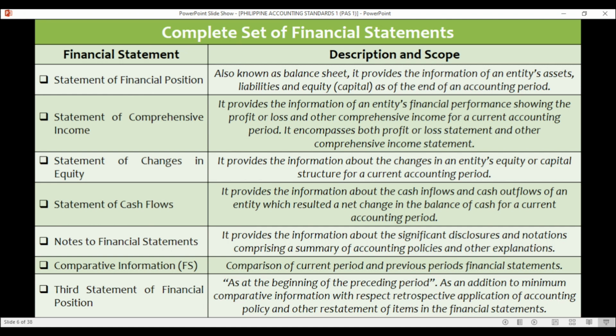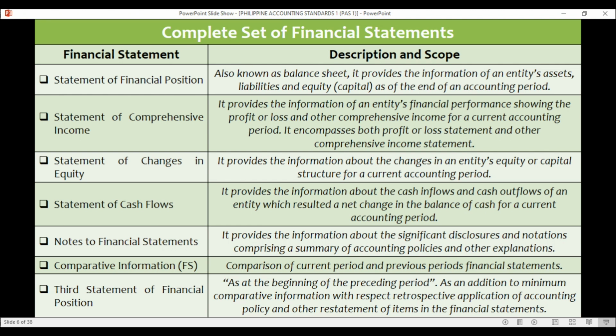The components of cash flows are classified into three major activities. We have the operating, investing, and financing. Notes to financial statements. Basically, this provides significant disclosures and notations, comprising the summary of accounting policies and other explanations related to the accounts and balances presented in the financial statements. So it includes narrative and descriptive information of all what has been presented in those specific financial statements.